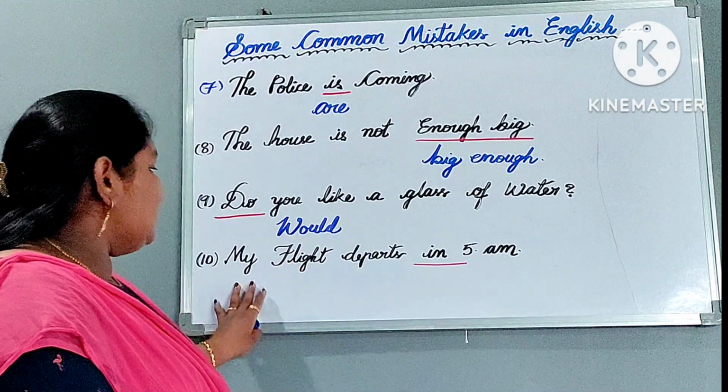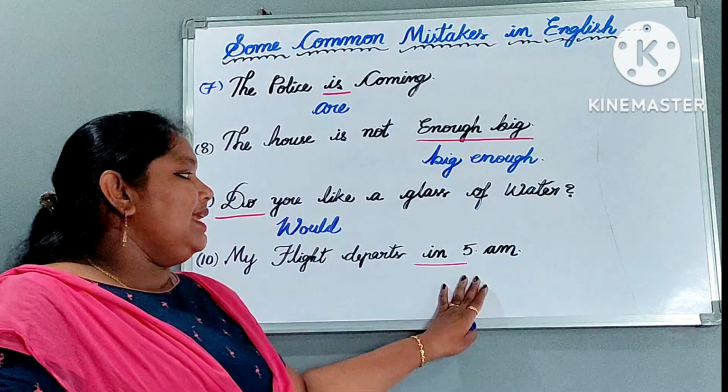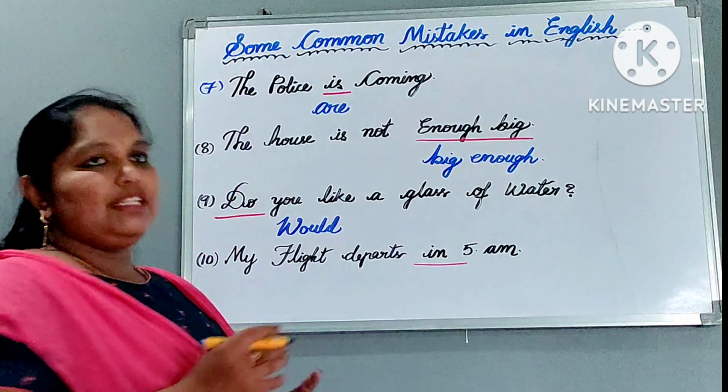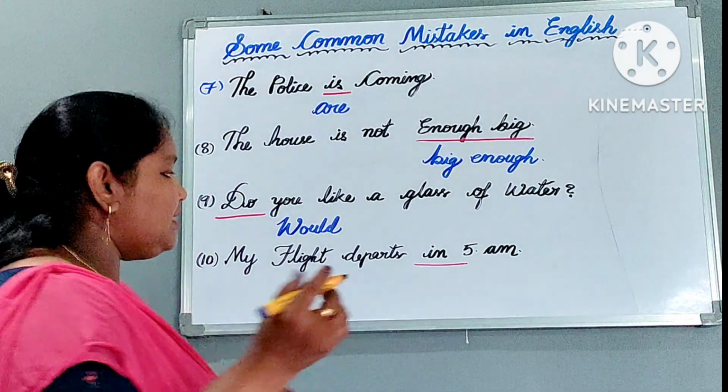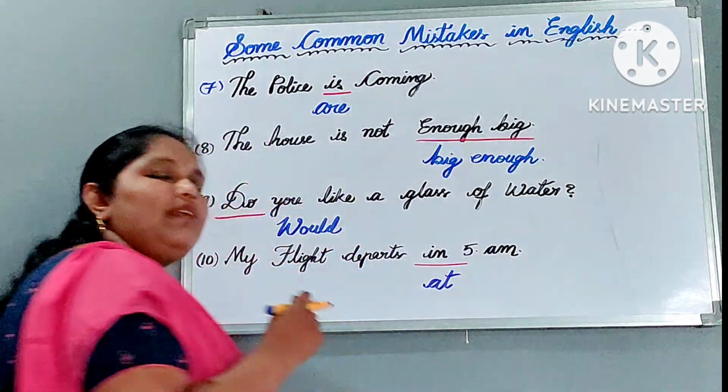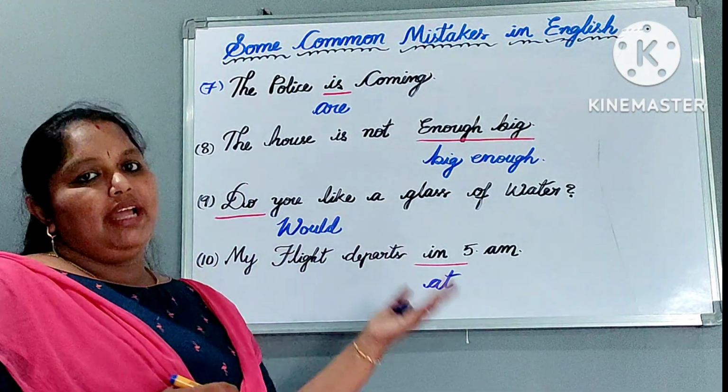Coming to the next sentence, my flight departs in 5 a.m. Here the mistake is in. In place of in, what do you have to use? At. That means your flight will depart at 5 a.m.